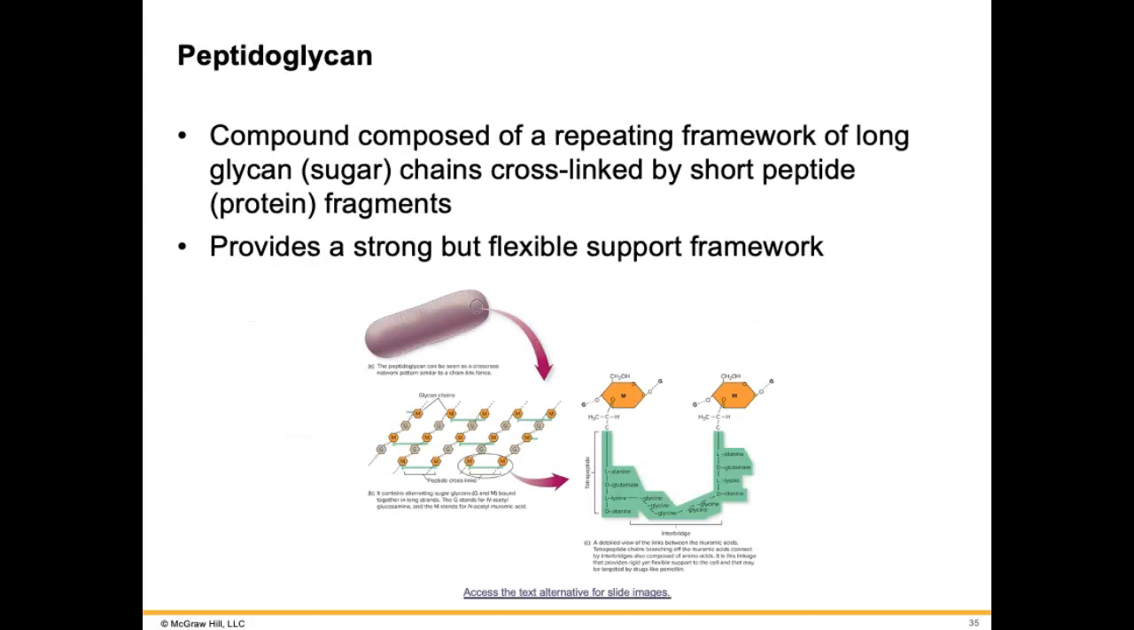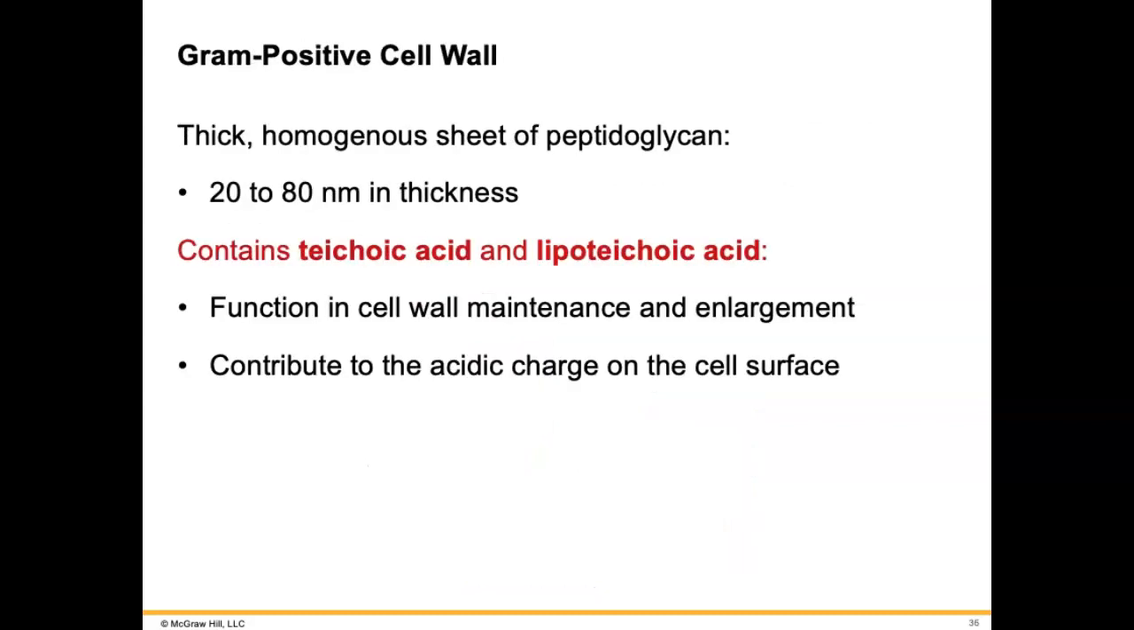Moving on, peptidoglycan is composed of repeating frameworks of long glycan sugar chains. Not really worried about what it's made up of. It helps to provide some flexibility and support for the cell. Gram-positive cell wall: a thick sheet of peptidoglycan, as I already mentioned, contains teichoic acid and lipoteichoic acid. Notice how I changed that to a different color because I'm certain that's going to be a test question. What do those two acids do? They function in cell wall maintenance and enlargement and contribute to the acidic charge of the cell's surface.